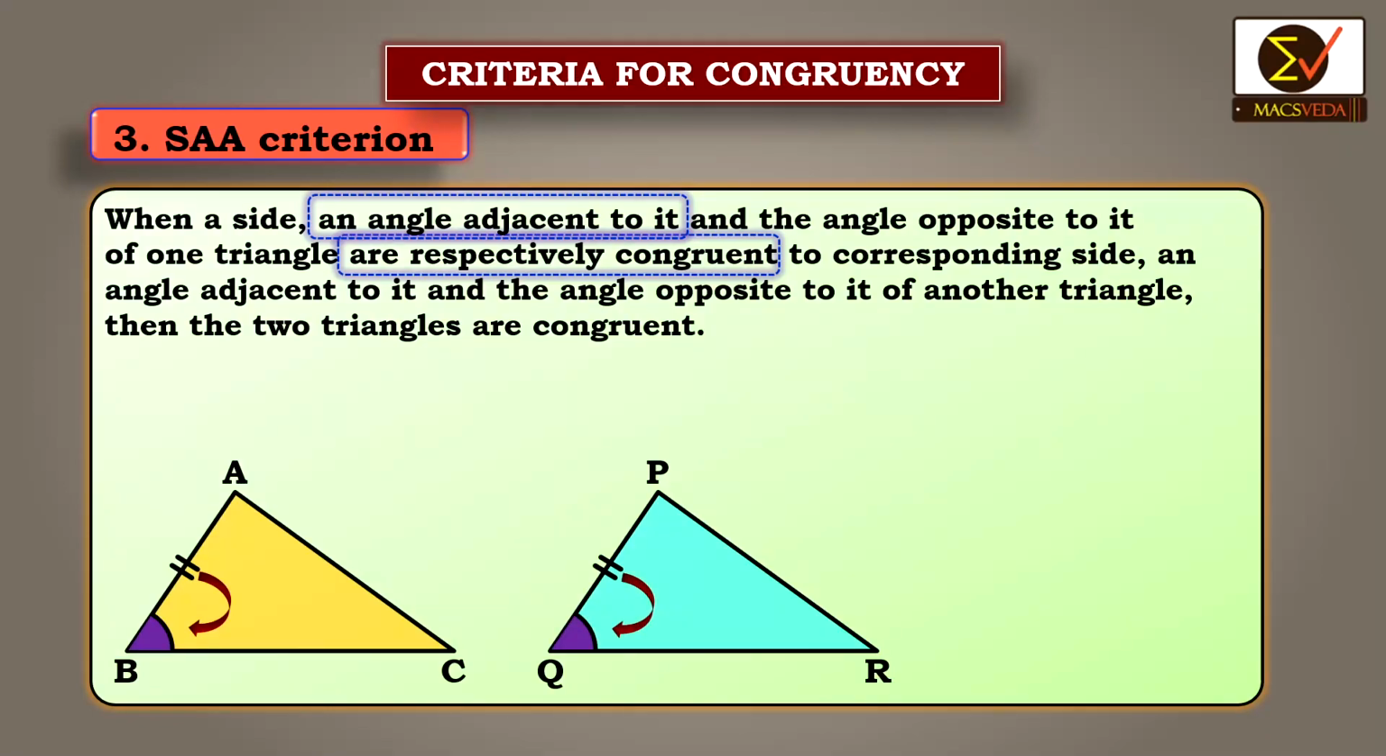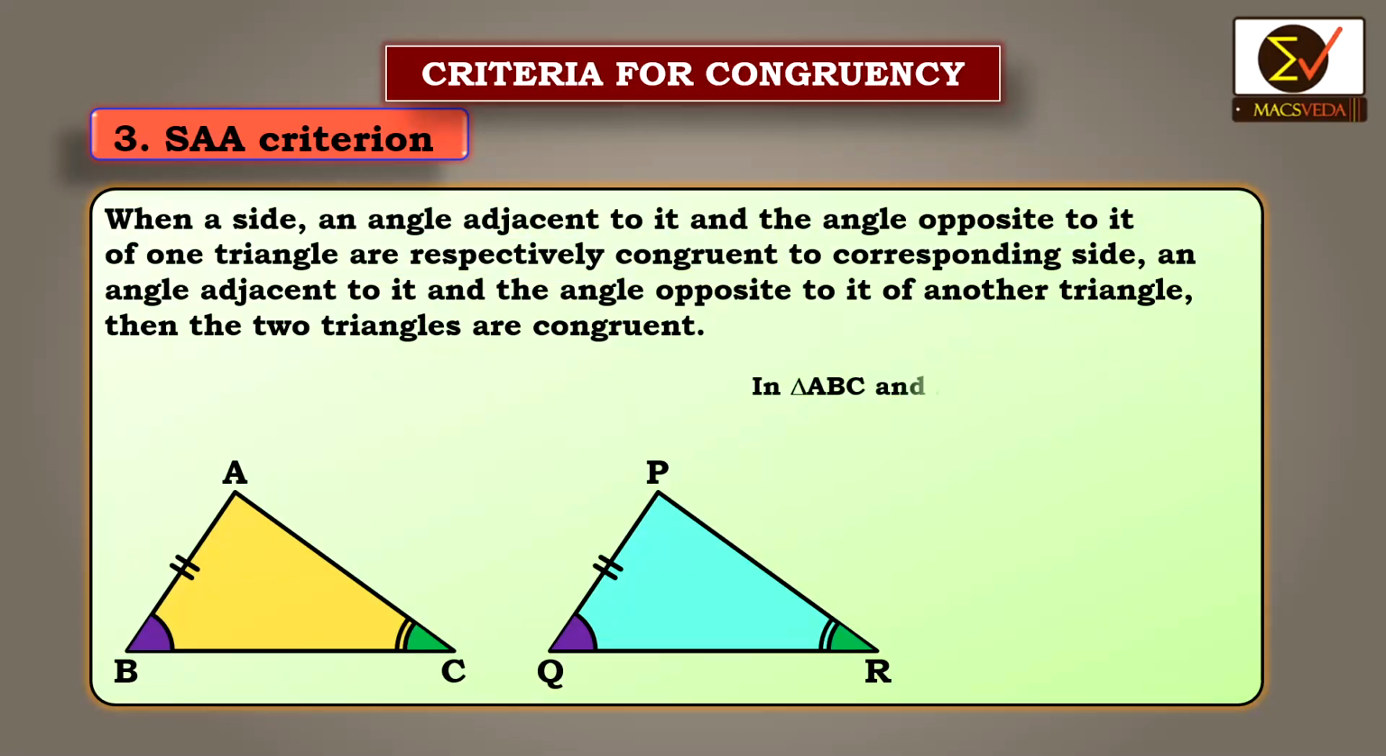And what is the angle adjacent to side PQ? The corresponding angle you have to take is Q. These two angles are equal. And what is the angle opposite to this particular side, and the corresponding angle opposite to the corresponding side? Here in the first triangle it is angle C, in the second triangle angle R. If these two angles are equal, then by SAA criterion, these two triangles are congruent.